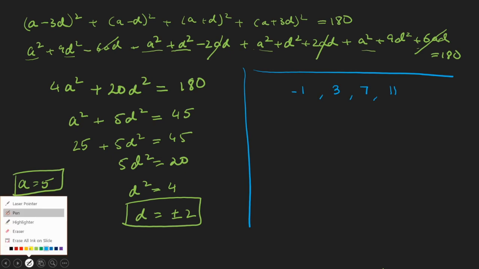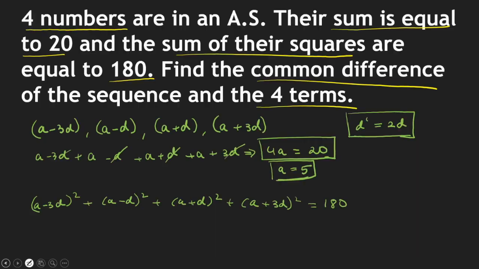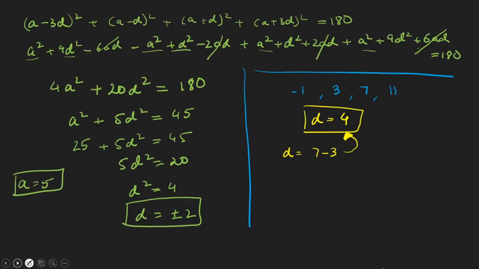So now, if you take a look closely, our common difference is 4, right? Because if we do 7 minus 3, we're getting this 4 right here. So it was not 2, right? Like I mentioned here, our d dash, which is our actual common difference, is actually 2 times the value of d, right?